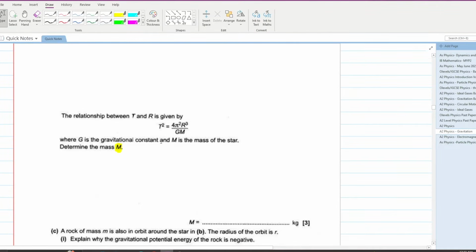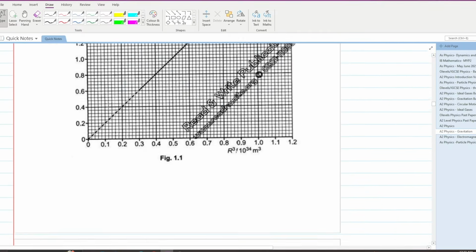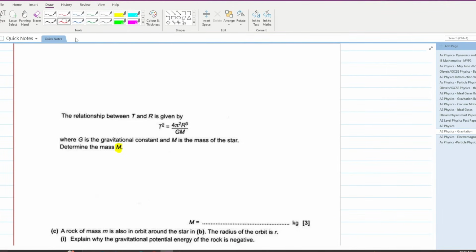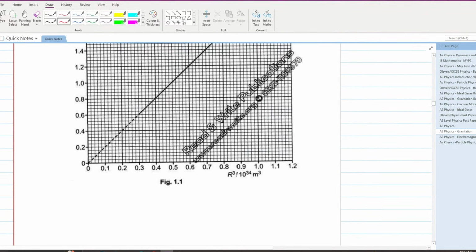If you closely look at this formula, let me break down this formula. T square is equal to 4 pi square divided by capital G capital M, times R cube. If you break down this formula, in place of T square you have plotted y, in place of r cube you have plotted x. What is the gradient? Gradient is equal to 4 pi square divided by GM. So let's calculate the gradient first of all.